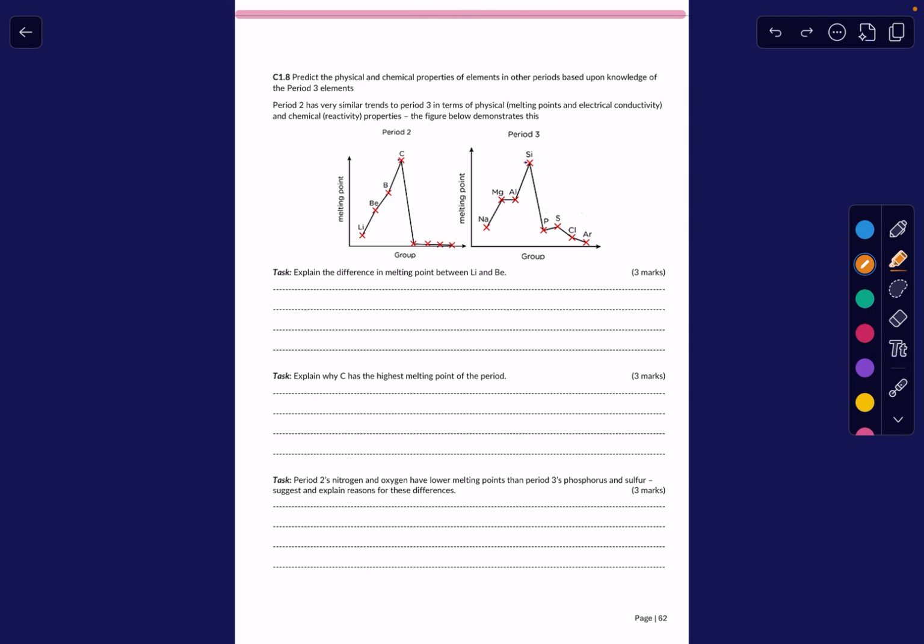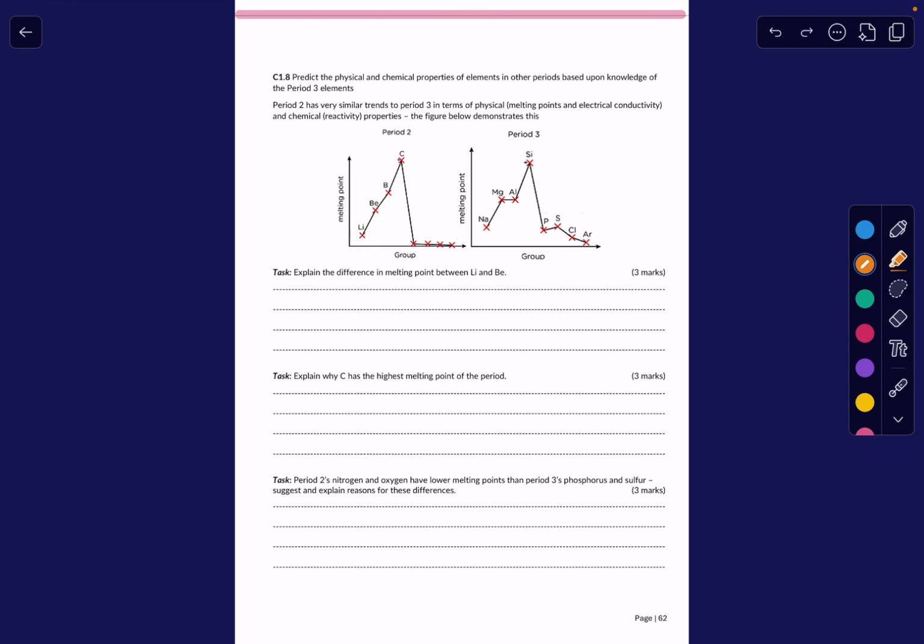You can see that the trend for going from the elements from the first 4 groups all have that similar uptrend. And then we get this big drop off around here, where there's some slight differences between these two. What the questions are going to do is going to ask you to explain what's going on at each of these stages. The first question is about the difference in melting point between lithium and then beryllium.